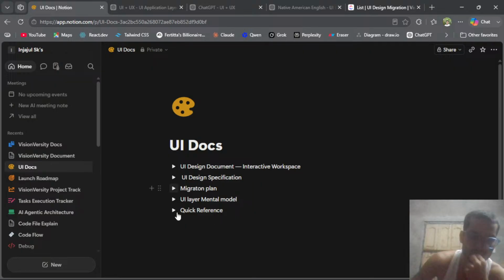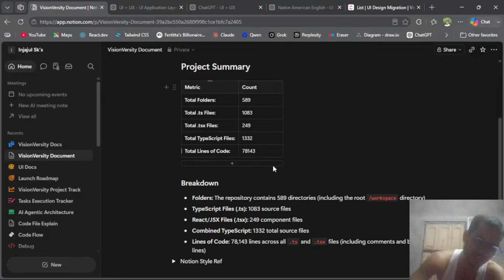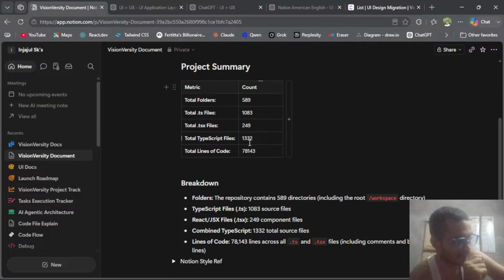So if you look, I have a total of 78,000 lines of code and 1332 total files. It's huge. If you don't architecturally organize your code base, you will definitely face problems, because I observed and faced that issue.